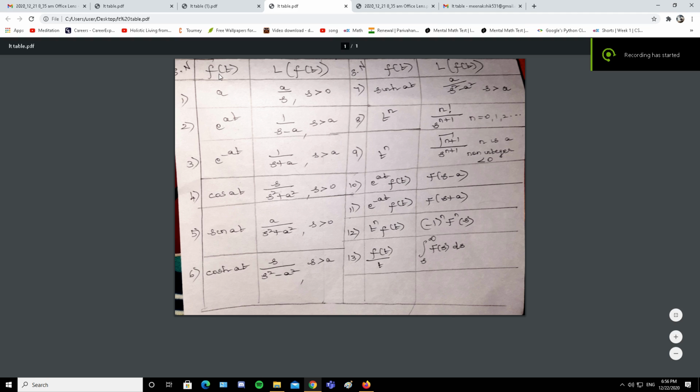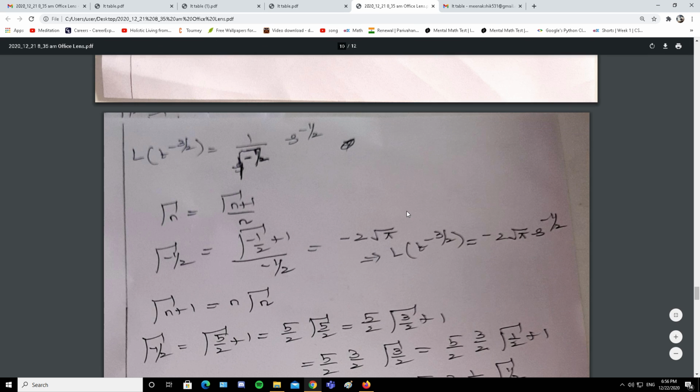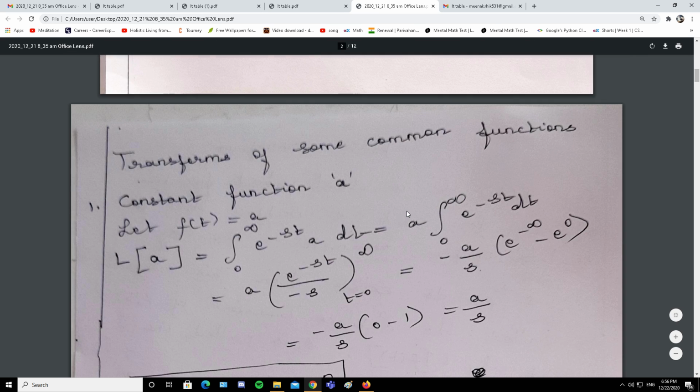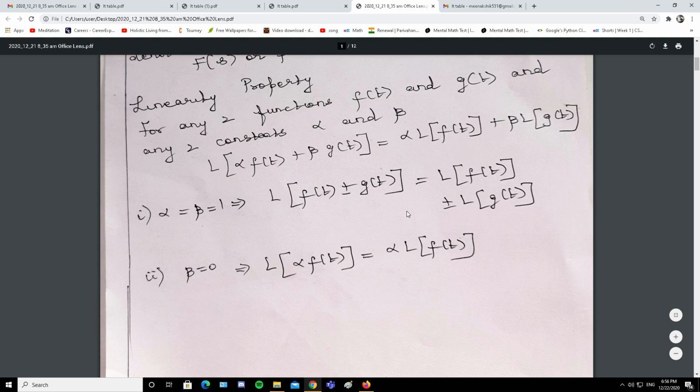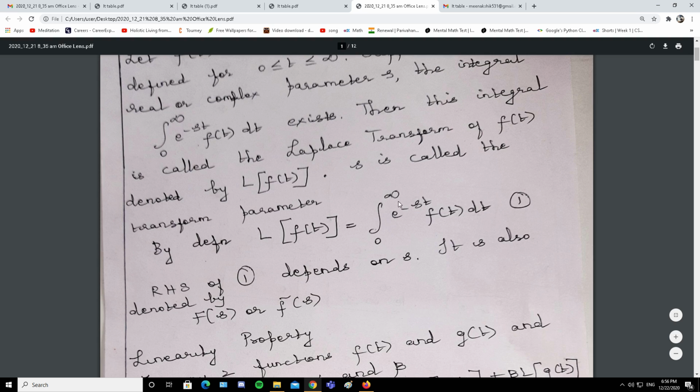In the first class, I discussed the definition of Laplace transform and the Laplace transform of standard functions like constant function, exponential function, cos at, sin at, cosh at, sinh at, t power n. So you should be thorough with the definition of Laplace transform and the transform of all standard functions.